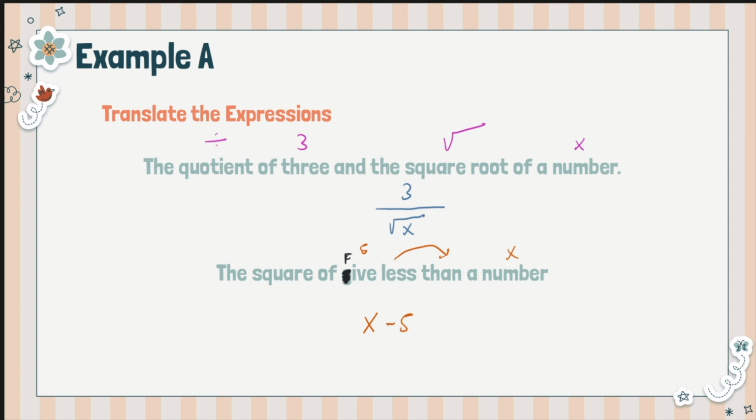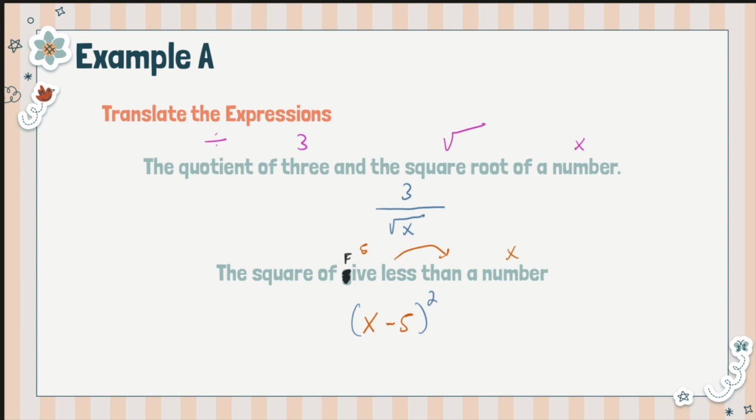But we have squaring, and we have to square the whole thing. It says square of 5 less than a number. To show that, we're going to put parentheses around the whole thing because we're squaring 5 less than a number, not just 5, not just the number, the whole thing, and then we'll put the squared here.